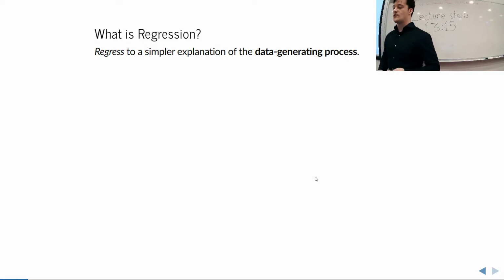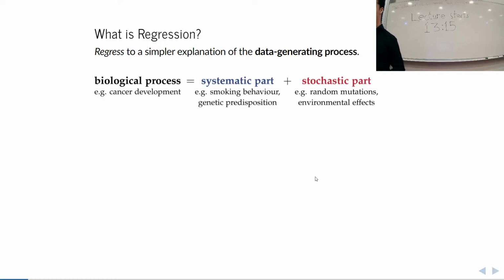So what we're doing, we're trying to get a simple explanation of the data generating process. And that's a very important word because we have a sample. Usually when you do research, you collect observations, or you do an experiment and you record stuff, but you're not interested in the exact findings of your experiment. You're not interested in your sample. You're interested in whatever your sample came from. So that is the biological process, like for example, cancer development.